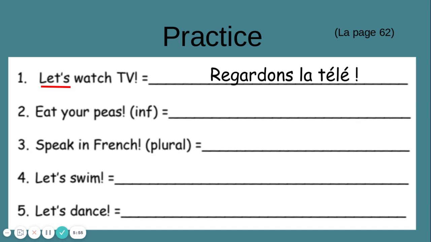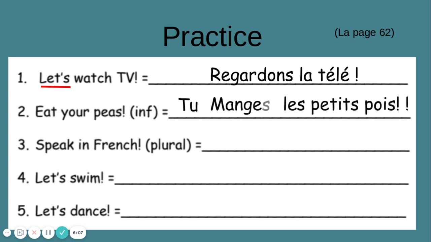Eat your peas. Informal, talking to the little kid. So first, informal would be tu. Eat is manger. Take off the er, add es. And then the rest of the sentence. Tu manges les petits pois. You are eating peas. Let's make it a command. In a command, don't forget, and this is the tu form, manger is an er verb. So we got to take away the s and take away the tu. So, mange les petits pois.